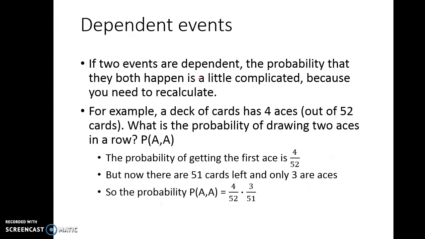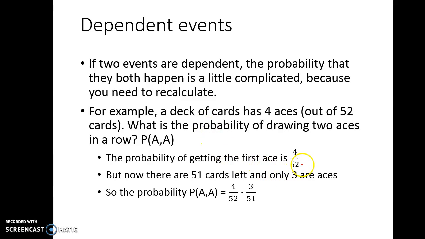On the other hand, if events are dependent, then it's not so simple to calculate. You actually need to think about what is changing. So let's think back to our deck of cards example. When we pulled one ace out and didn't put it back, but just set it to the side, if we ask the question, what's the probability of getting a second ace in a row, we need to be really careful.